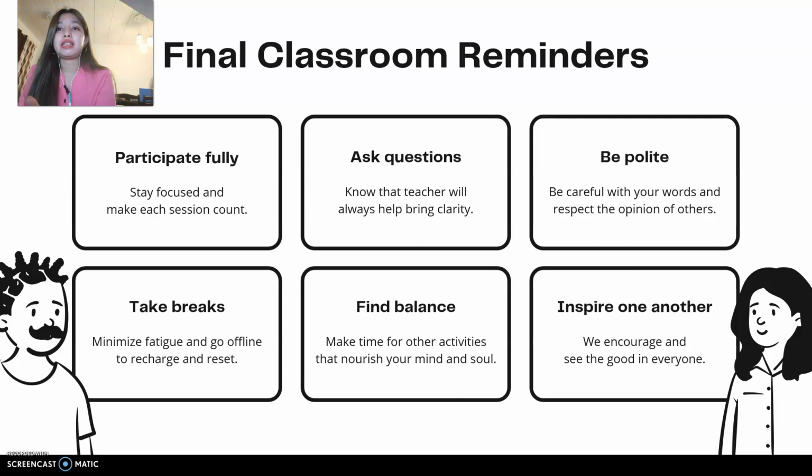Next is find balance. So make time for other activities that nourish your mind and soul. And last one is to inspire one another. Be encouraged and see the good in everyone.